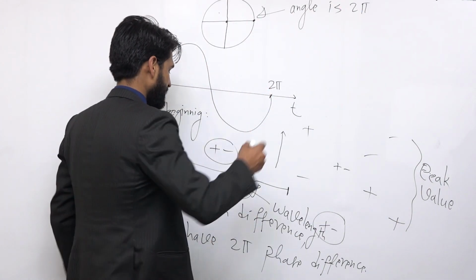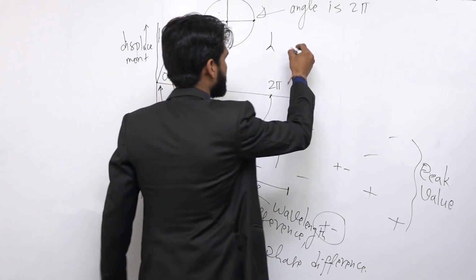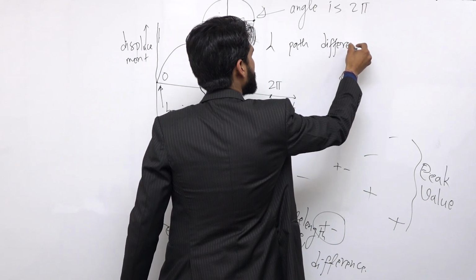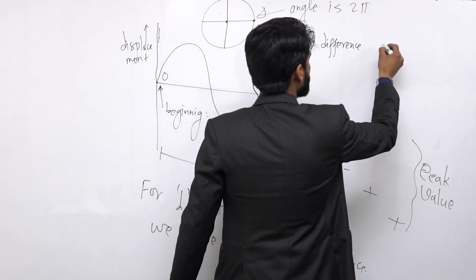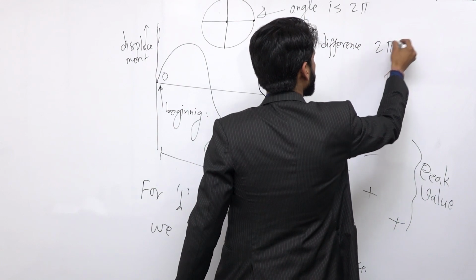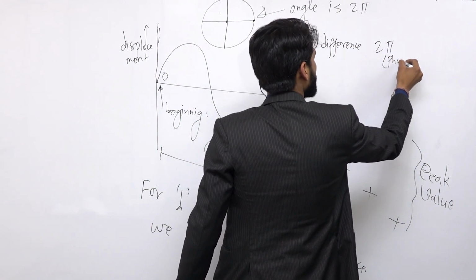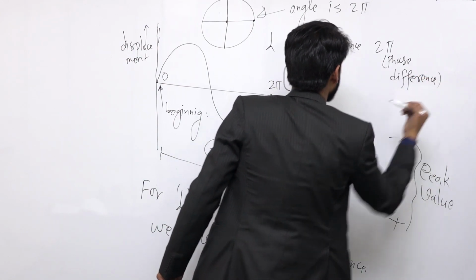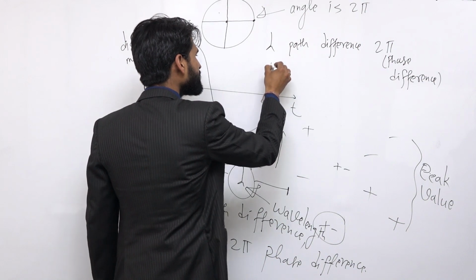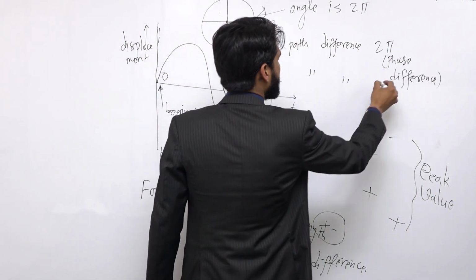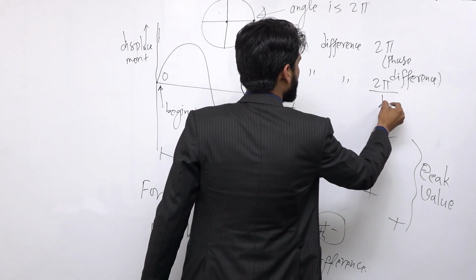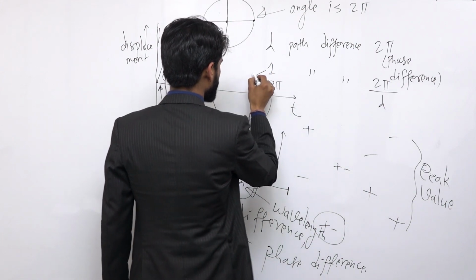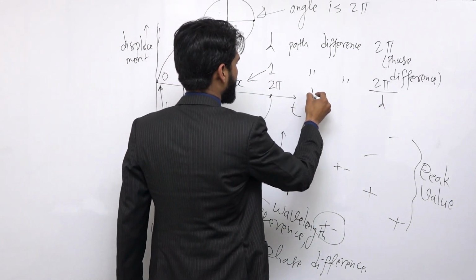So whenever there is lambda path difference, what is the phase difference? So we've got phase difference 2 pi. Now, if I consider unit path difference, what is the phase difference? 2 pi by lambda.